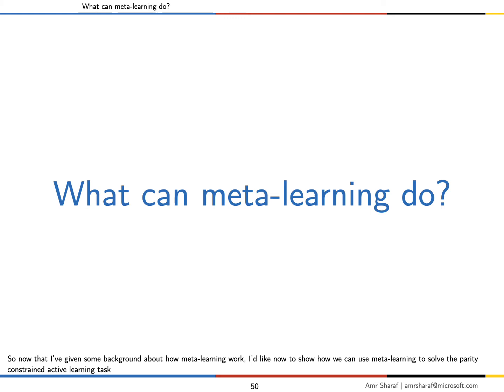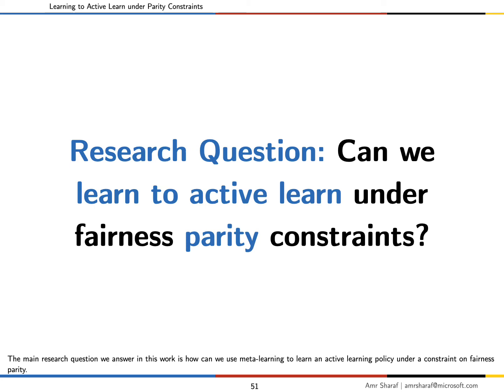So now that I have given some background about how optimization-based meta-learning works, I would like now to show how we can use meta-learning to solve the parity-constrained active learning task. The main research question we try to answer in this work is how can we use meta-learning to learn an active learning policy under a constraint on fairness parity.